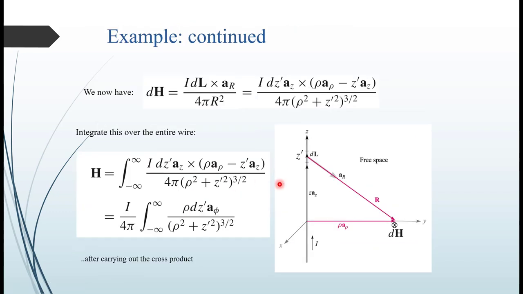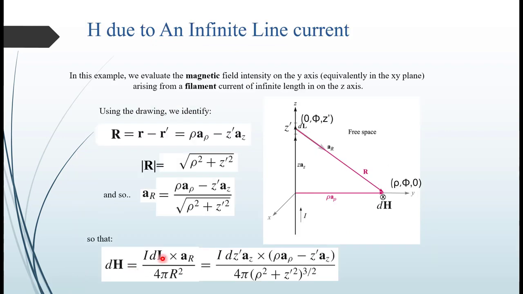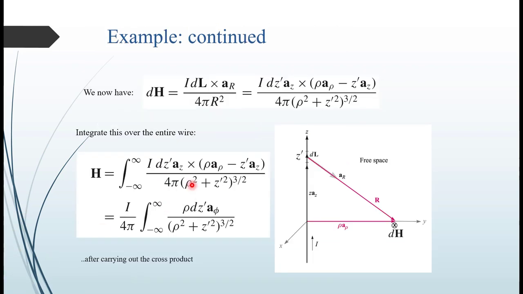What is az cross ar? That we have to see. So the next equation changes to a somewhat simplified version, for H is equal to integration from minus infinity to plus infinity of I dz, instead of dl. Instead of dl we have put dz az cap, right? And this equation has been formed.